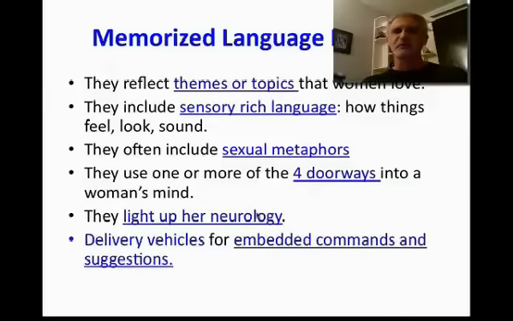Now, in a subsequent module, I'll get into sexual metaphor, but you'll understand it when I get into that module. But basically, just a very quick overview. Sexual metaphor is when you talk about things so it sounds like you're talking about something innocent, but in fact you're talking about something sexual. They use one or more of the 4 doorways into a woman's mind. They light up her neurology.